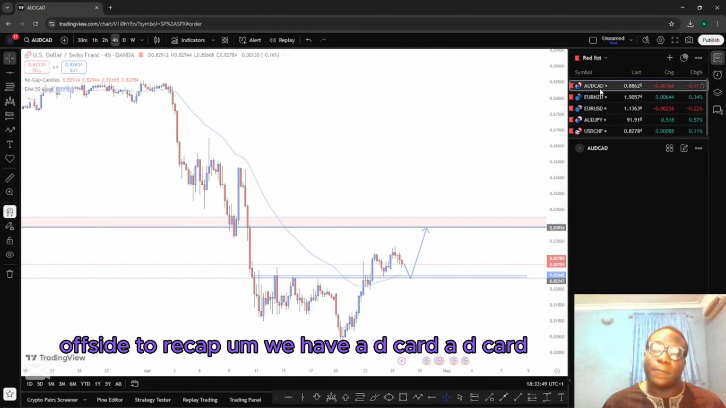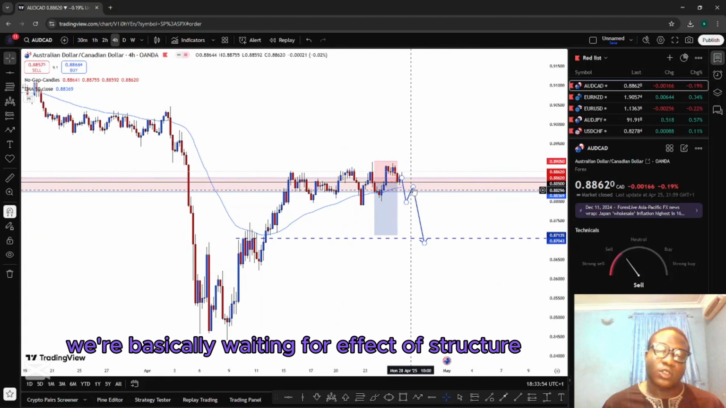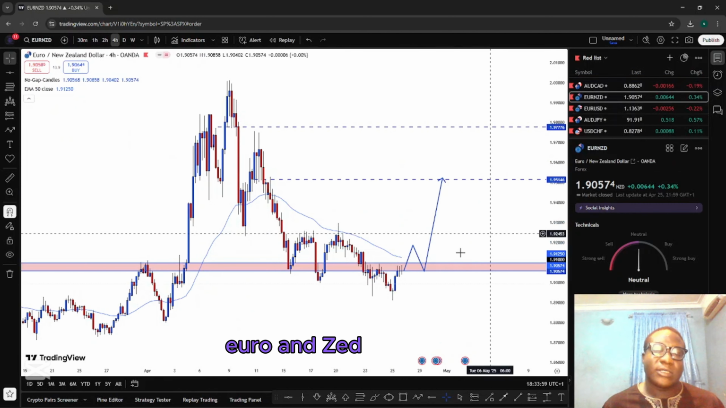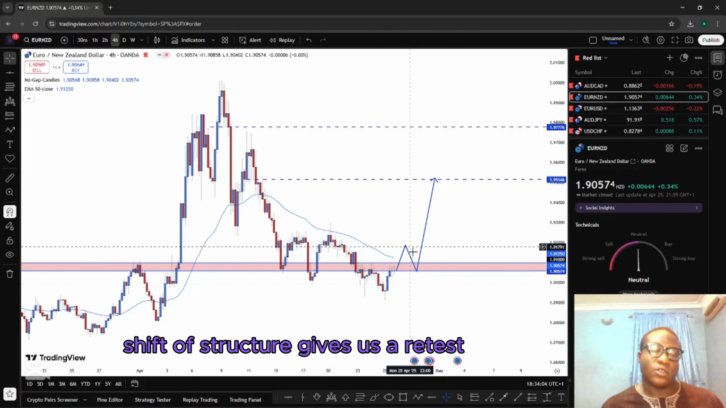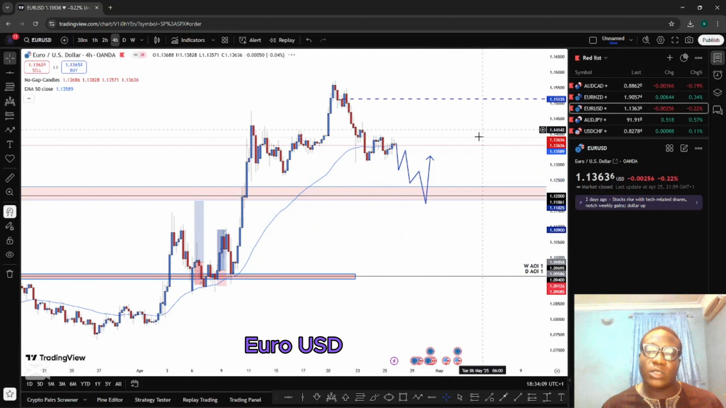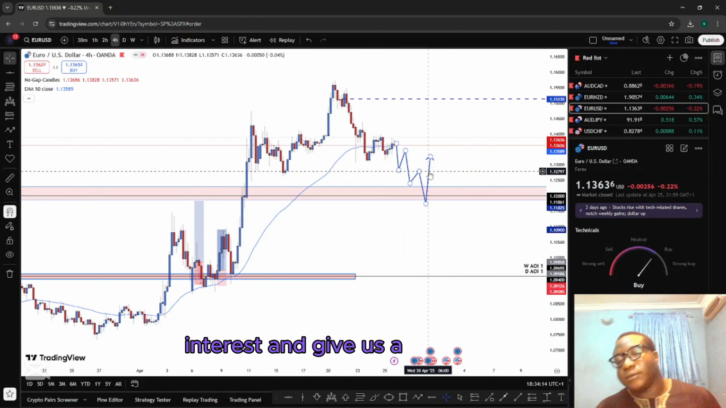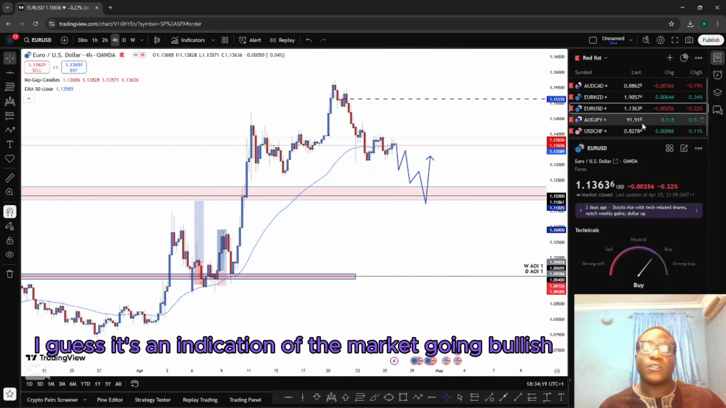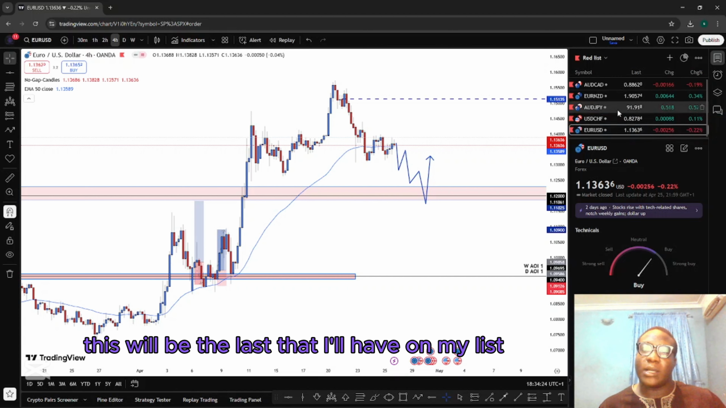To recap, we have AUD/CAD. We're basically waiting for a shift of structure, give us a retest for us to take the trade to the downside. EUR/NZD, we're waiting for the market to give us a bullish shift of structure, gives us a retest for us to then take the trade to the upside. EUR/USD, we're waiting for the market to come to our area of interest and give us an indication of the market going bullish. I think this will be the last that I'll have on my list.